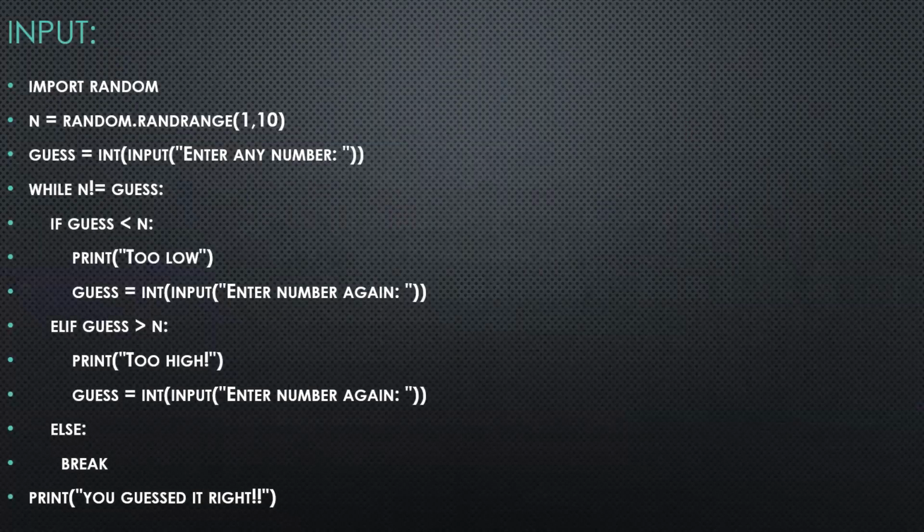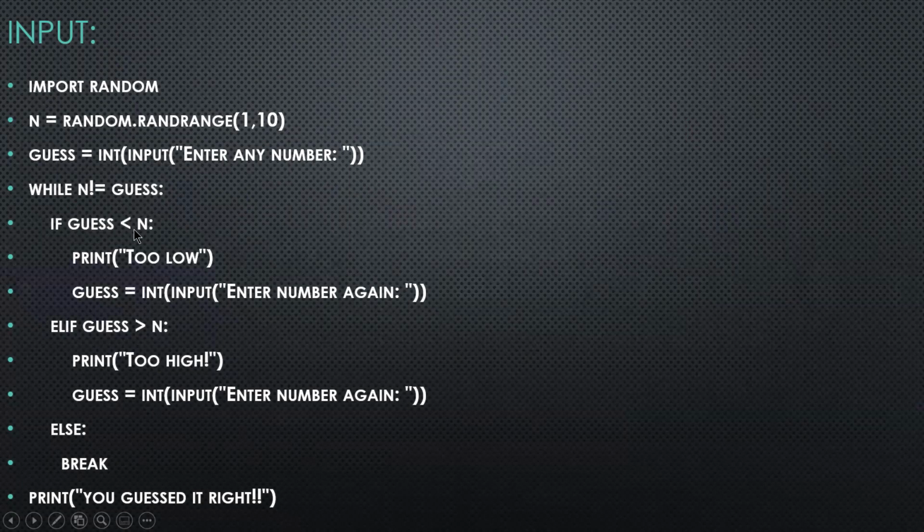Import random, so that n is given as a random number in the range 1 to 10. Guess is int of input, the first number. The guessed number is given as an integer because it's integer format. First it will ask to enter a number. While n is not equal to guess, it will go again here.